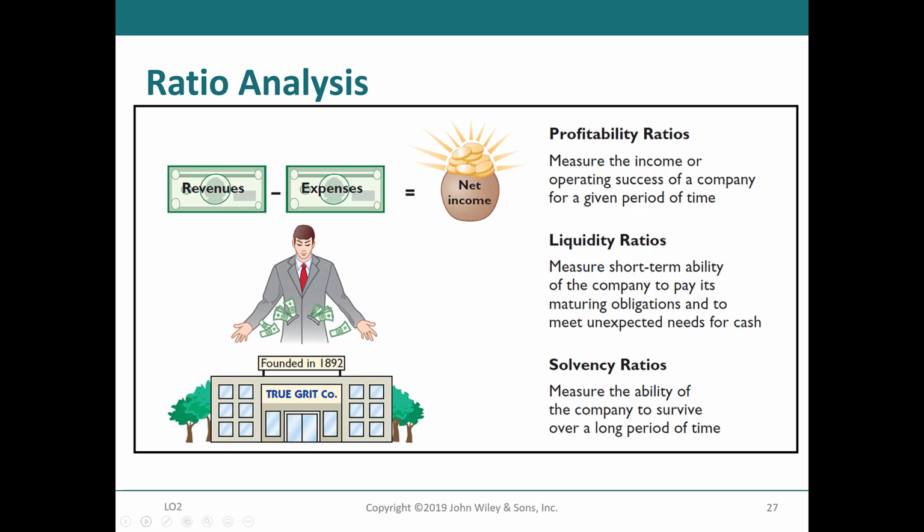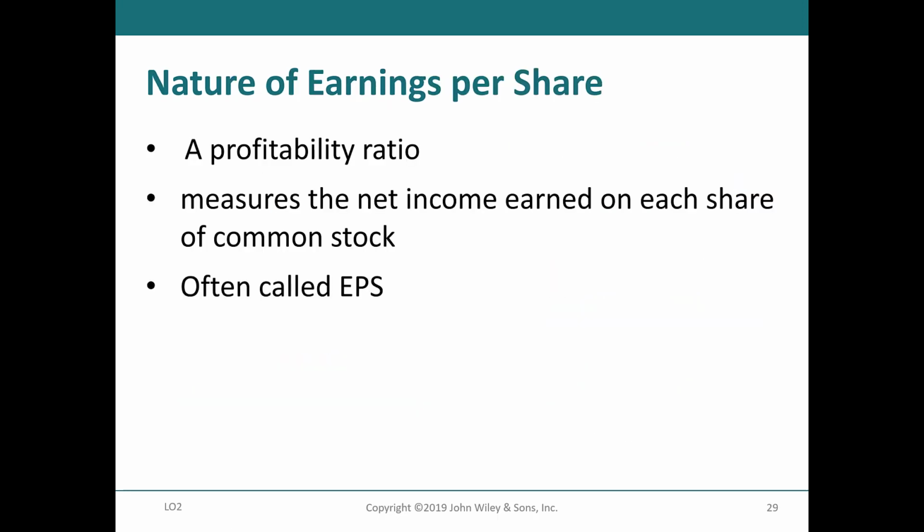And the solvency ratio has to do with measuring the ability of the company to survive over a long period of time. Okay, the ability for the company to survive over a period of time. Profitability ratio. It measures the net income earned on each share of common stock. It's often called what?